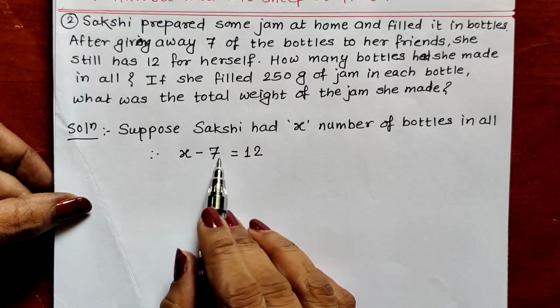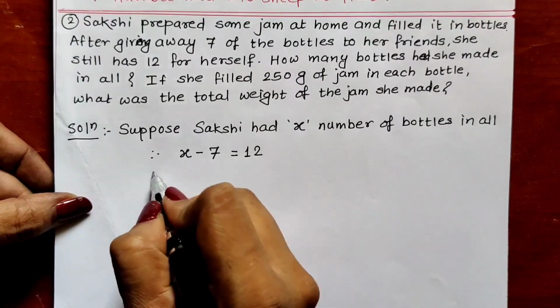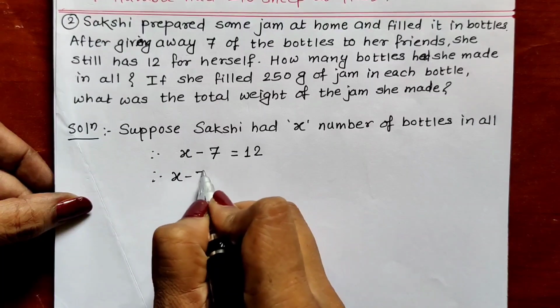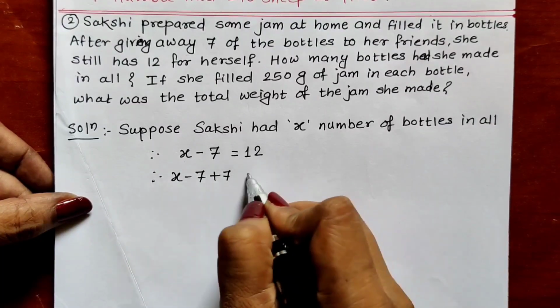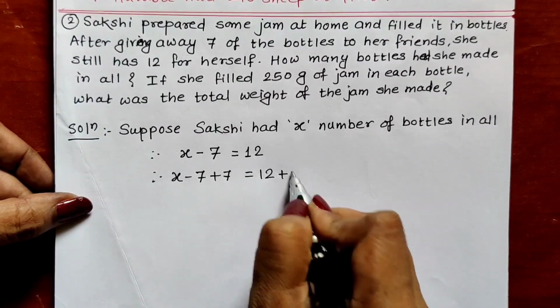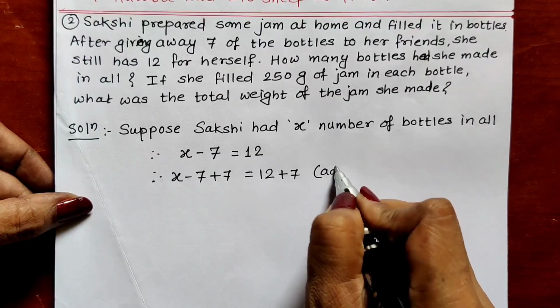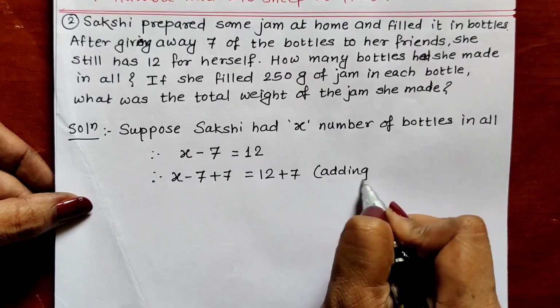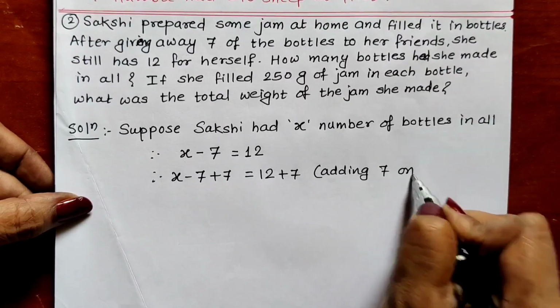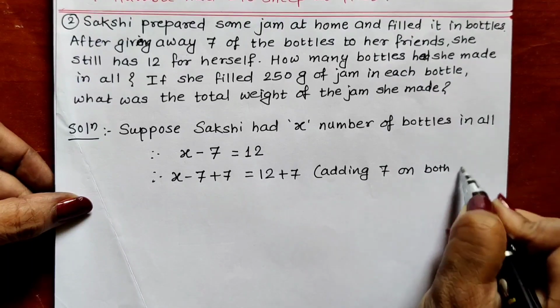Now minus 7 is subtracted. So what we have to do? We have to add 7 on both the sides. Same number we have to add on both the sides. So adding 7 on both sides.